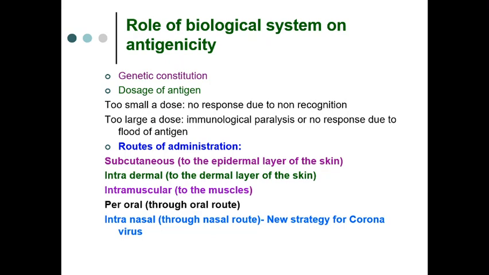Now, which vaccination or antigen administration is done subcutaneously? It is observed that MMR vaccination and meningococcal vaccination are done subcutaneously. Then intradermal, that is slightly deeper into the skin layer, that is the dermal layer of the skin, where the angle of the needle will be somewhere about 60 degrees. It is a deeper layer of the skin. Generally, rabies vaccine is administered intradermally.